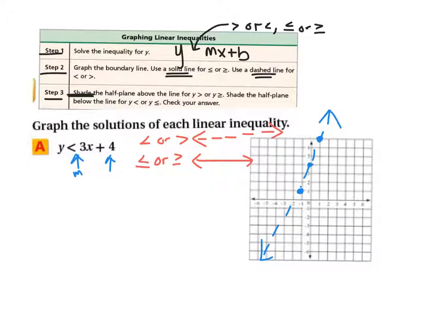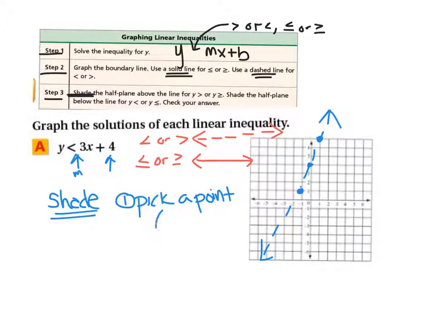And here comes the tricky part, shading. In order to shade, you need to pick a point that's not on the line. I like to pick 0, 0. So the first step is to pick a point that's not on the line. In this case, I'm going to pick 0, 0.